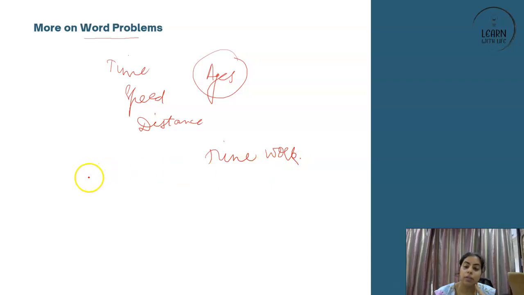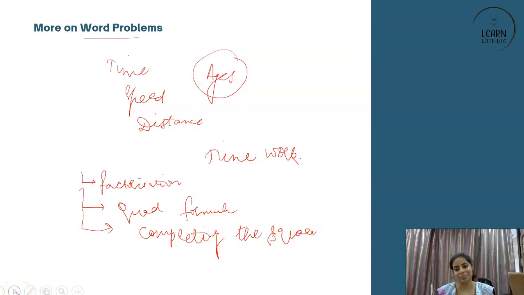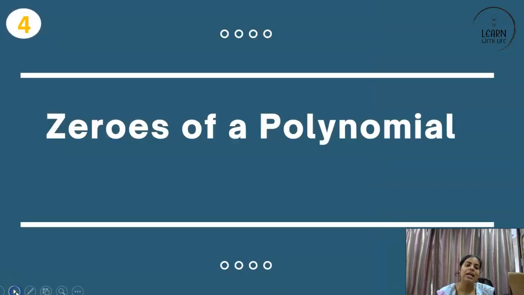So please make sure that framing the equations is very important, and it doesn't matter which method you use to solve the final quadratic equation. It can be factorization, that is splitting the middle term. You can also use the quadratic formula. Last but not the least, you can also use completing the square. Any of these three. The only thing is, if it is age, distance or time, you should understand that they are never negative. So you can reject one answer and accept the other one. Got it?